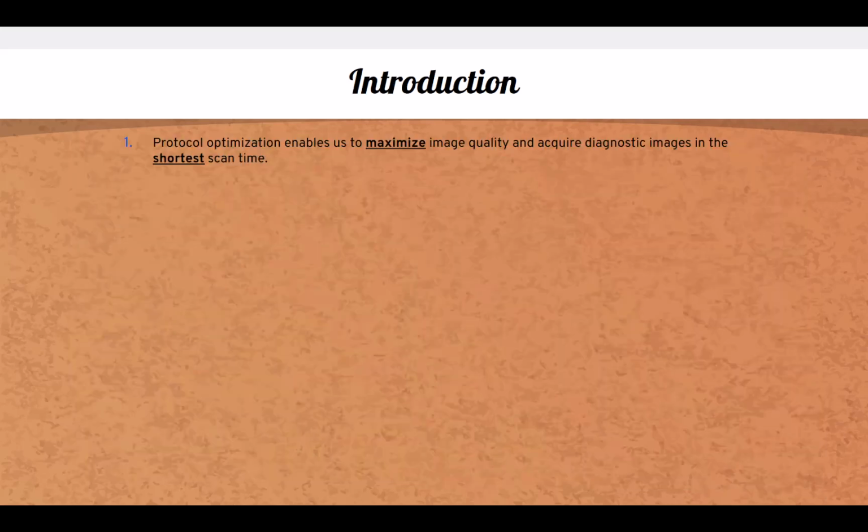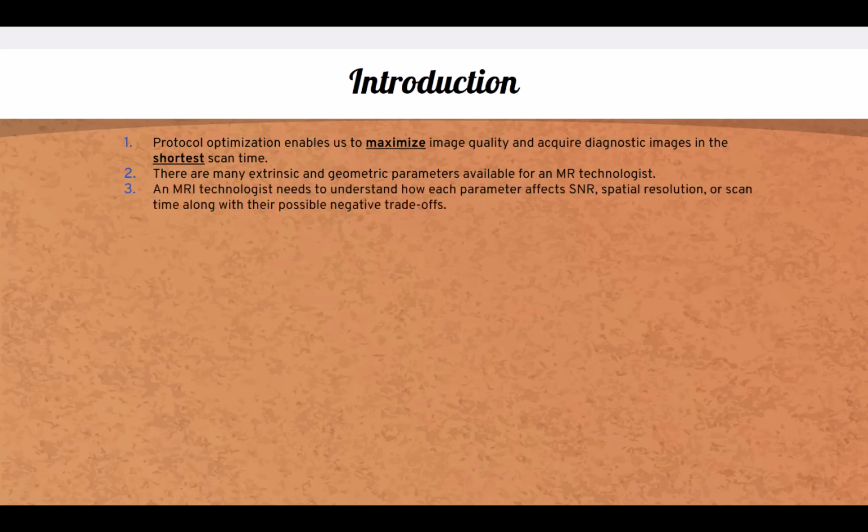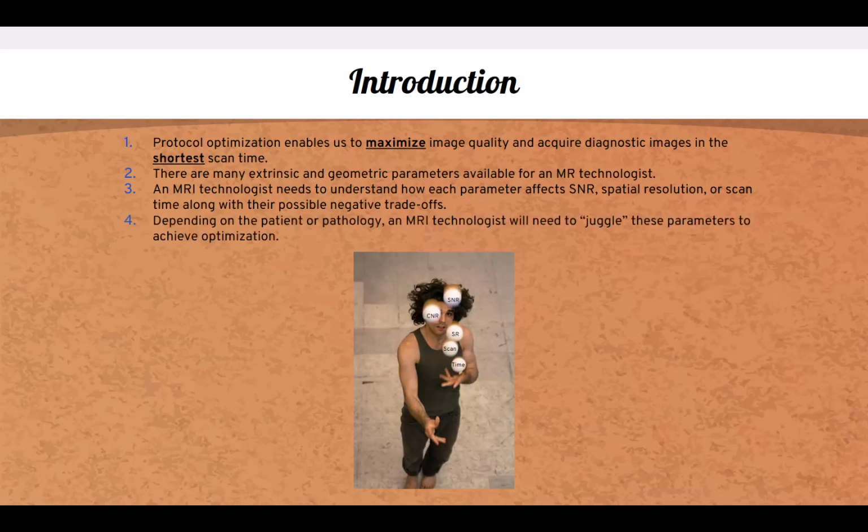Protocol optimization enables us to maximize image quality and acquire diagnostic images in the shortest scan time. There are many extrinsic and geometric parameters available for an MR technologist. An MR technologist needs to understand how each parameter affects SNR, spatial resolution, or scan time, along with their possible negative trade-offs. Depending on the patient or pathology, an MR technologist needs to juggle these parameters to achieve optimization.